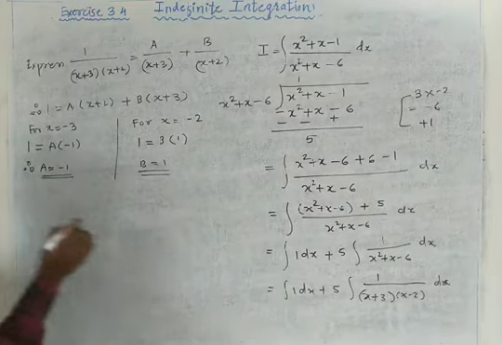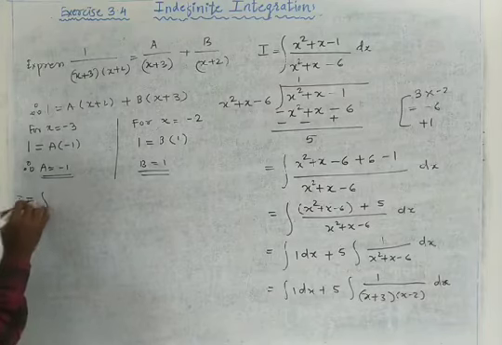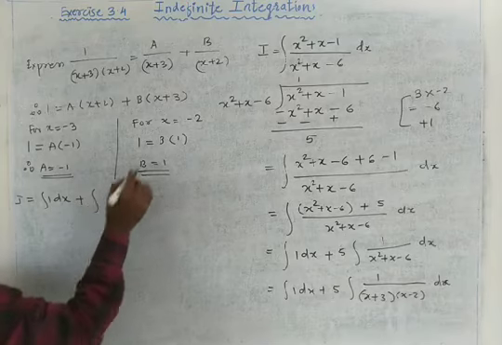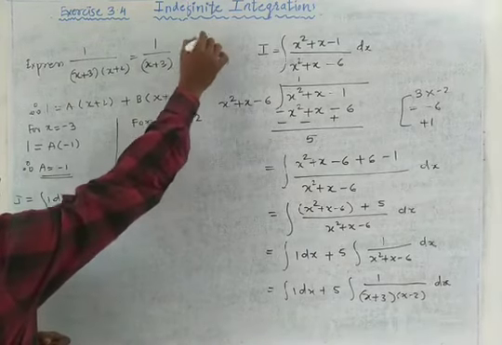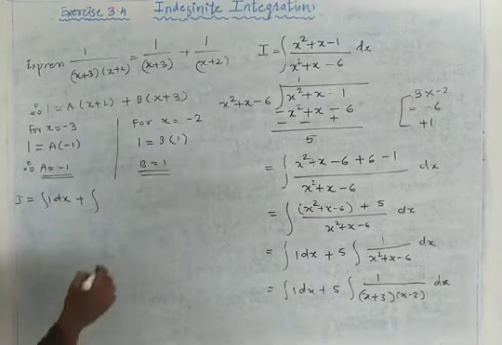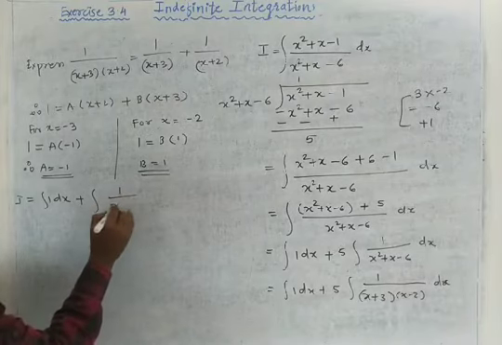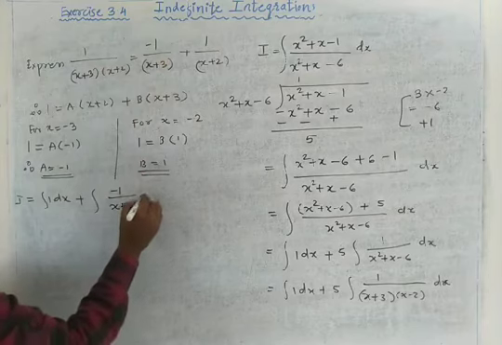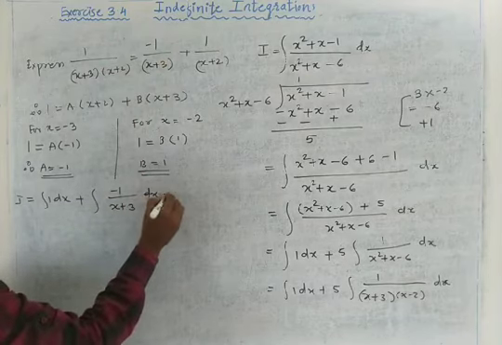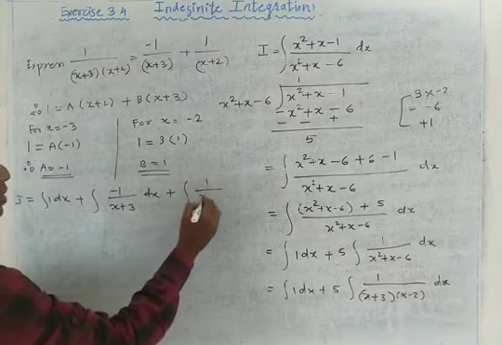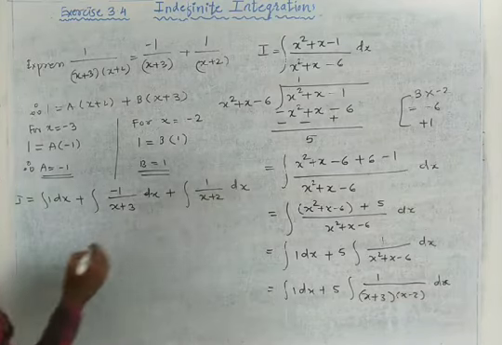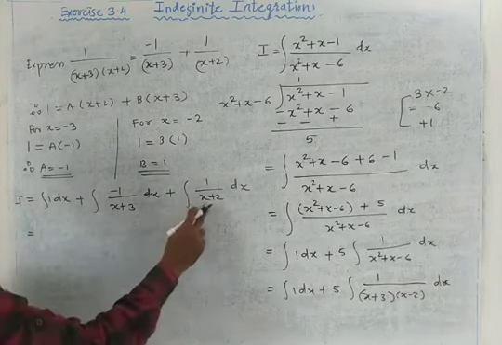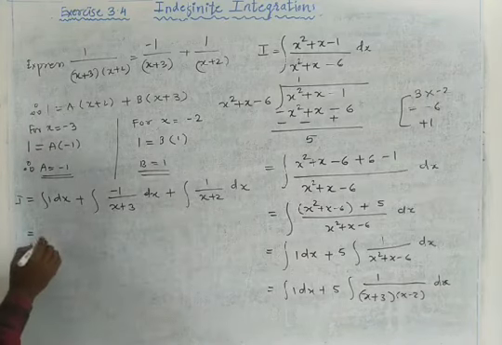So we will get the new integration I is equal to integration 1 dx plus integration of a and b terms. So the integration can be given by minus 1 upon x plus 3 dx plus integration 1 upon x minus 2 dx. Now x has power 1 here, x has power 1 here, so we are going to use the logarithmic formula.